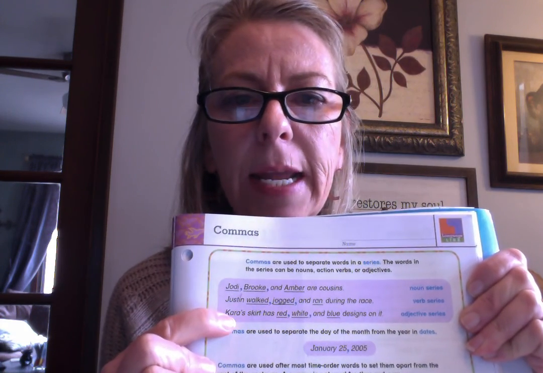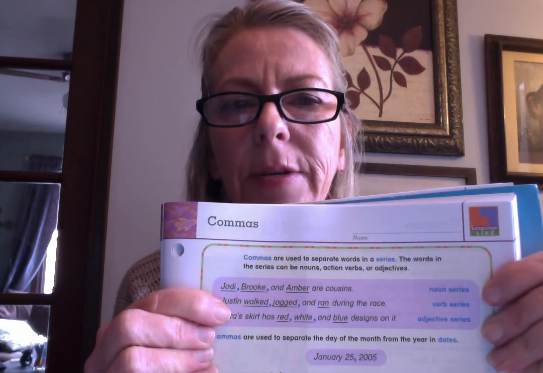So the first one is at the top of your page, and it's when we have a series of things. And a series basically just means a list. So if you have a series of 3 things or more, we want to use a comma to put those into different segments. So we can have a series of nouns, a series of verbs, or a series of adjectives.